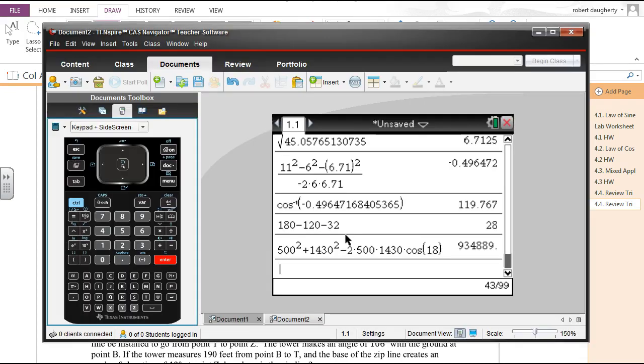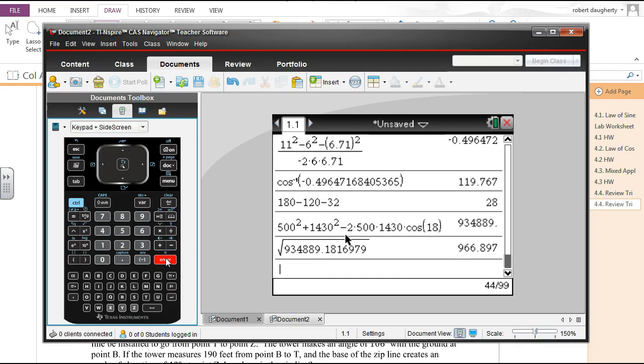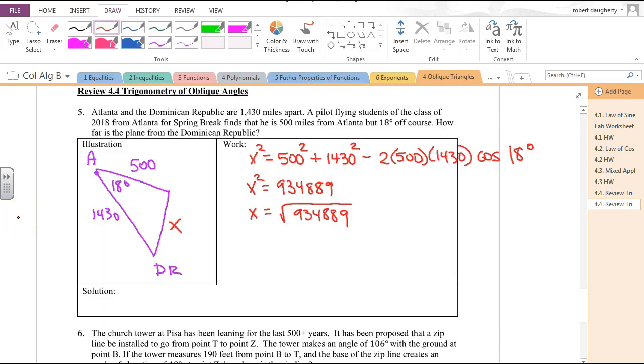So just go back to my calculator, and what is the square root of that number that I just had on my calculator? 966.89. So 966.9 is what it looks like. So we are about 966.9 miles from the Dominican Republic on that flight. Okay? And the last one here.